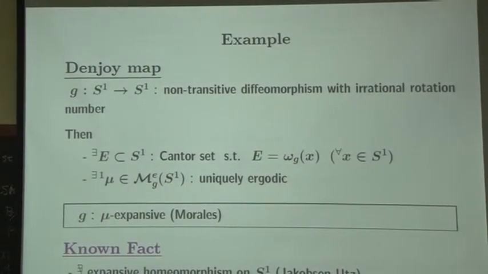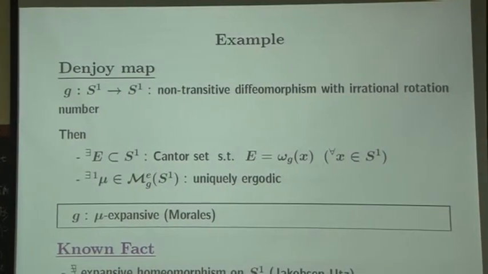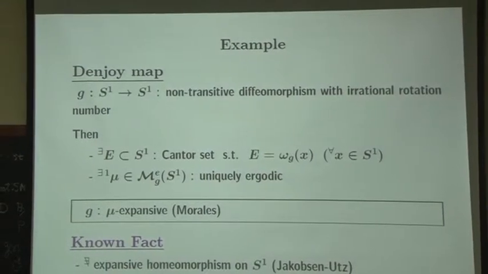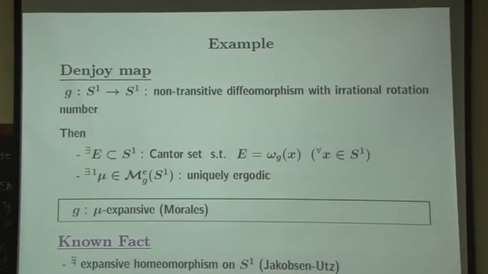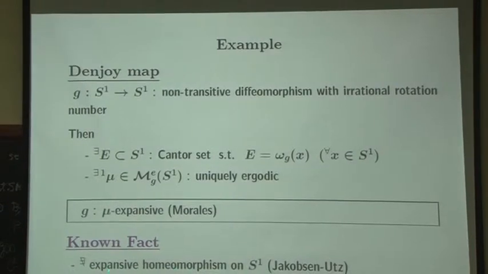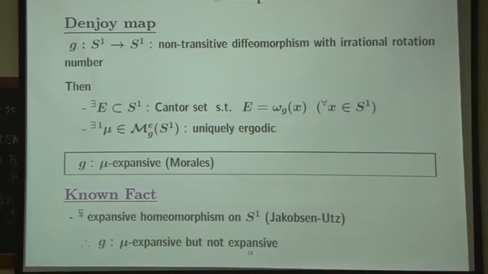Expansivity was first introduced by Utz in 1950. At that time, the main problem of expansive theory was which spaces can admit expansive systems. He proved that there are no expansive homeomorphisms on the unit circle.